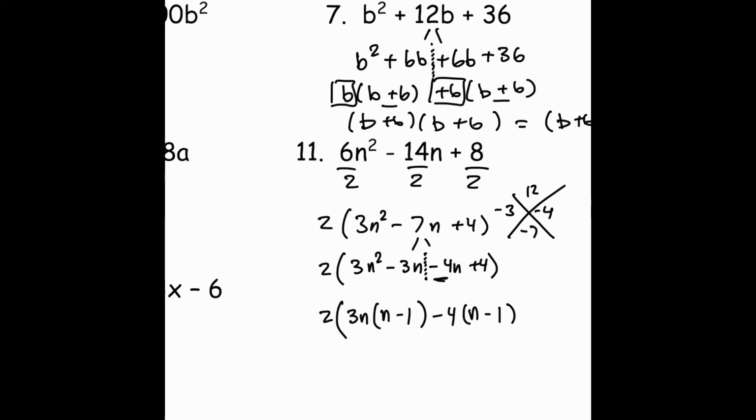Let's just check ourselves for a moment. Negative 4 times n is negative 4n. Negative 4 times negative 1 is positive 4. So we're good. We can rewrite this as 2 times 3n minus 4, and then the part inside the parentheses, n minus 1.